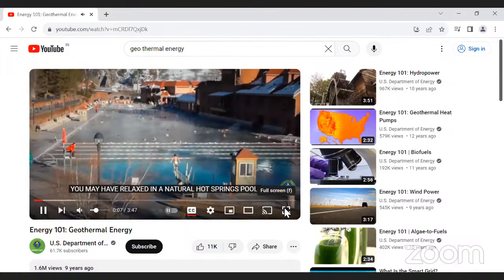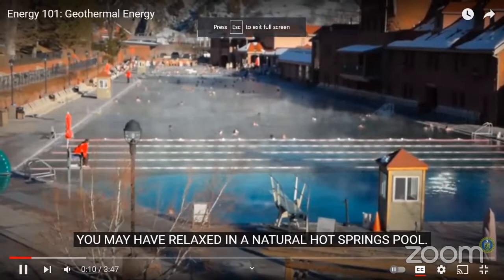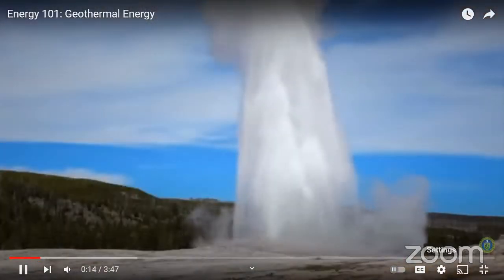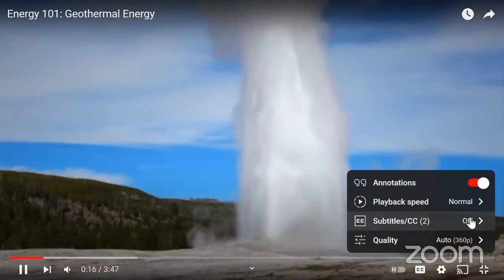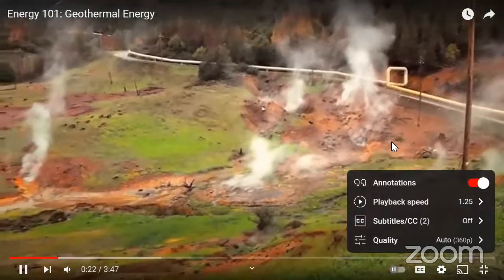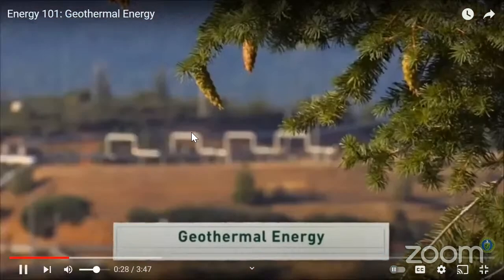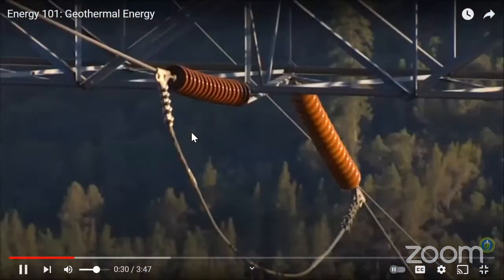You may have relaxed in a natural hot springs pool, or seen the Old Faithful geyser blasting hot water into the air in Yellowstone National Park. But have you ever thought of where all that heat comes from? Well, it comes from deep beneath the surface of the earth, and it's called geothermal energy. And we can use it to generate clean, renewable electricity.